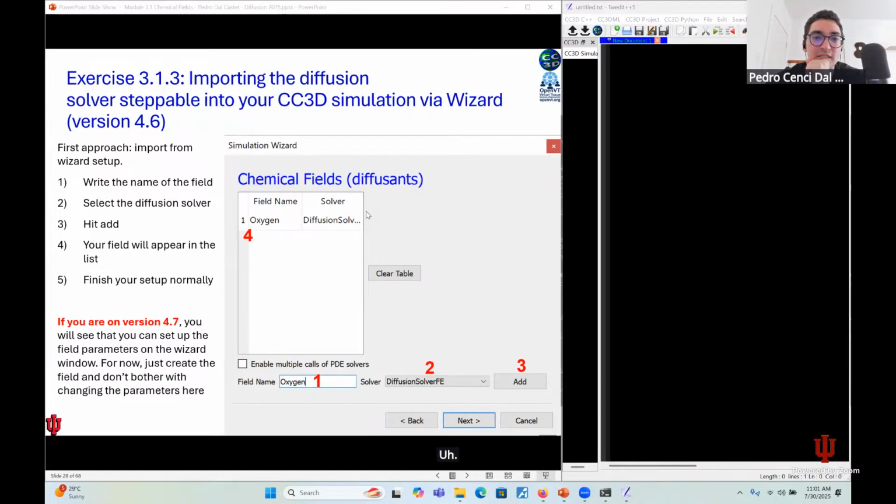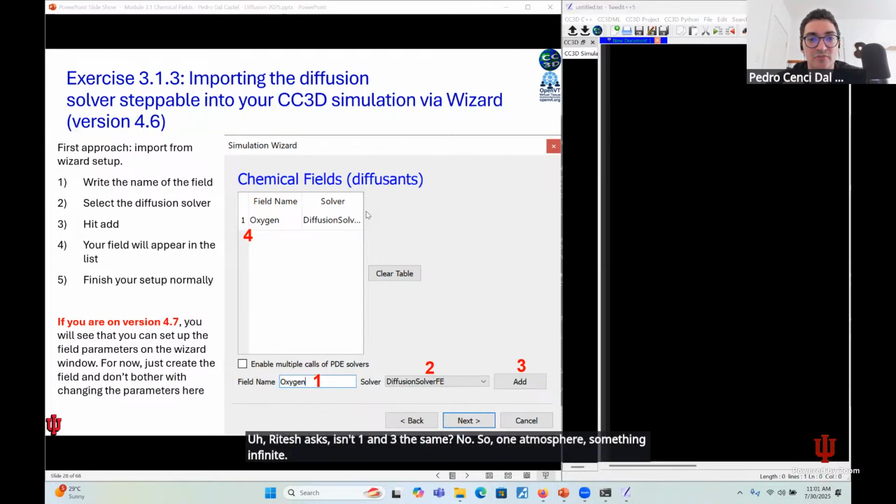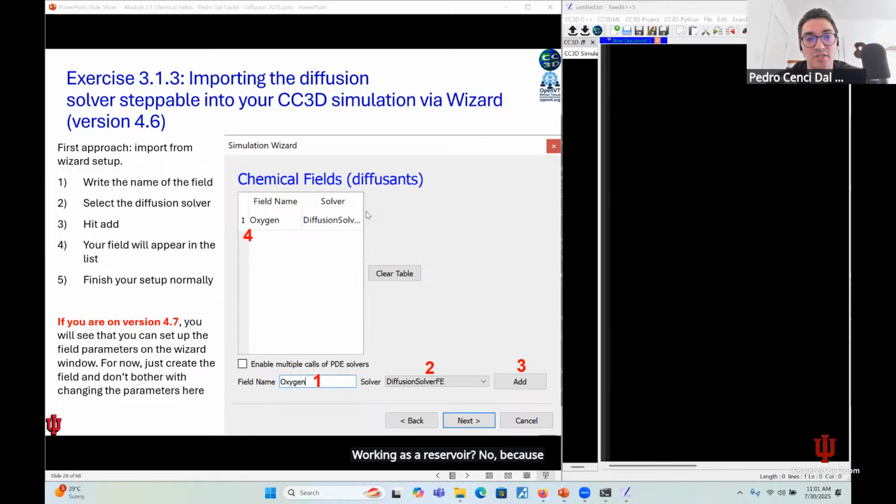Ritesh asks, isn't 1 and 3 the same? No. So 1 is atmosphere, something infinite working as a reservoir? No, because cytokines do not diffuse to the atmosphere. But great question.